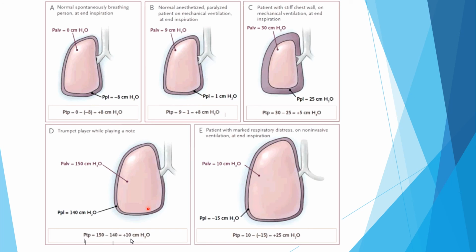In E, we have somebody in respiratory distress on non-invasive ventilation. Here, they're getting an alveolar pressure of 10, which is pretty low, but their pleural pressure is -15, so they're generating a lot of negative pressure. Because of that negative pressure, their transpulmonary pressure is all the way up to 25. So that patient is generating a high transpulmonary pressure because, again, they're using their muscles to breathe. And that's compared to, say, this guy up here who's paralyzed, sedated.